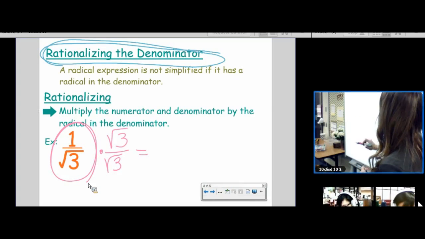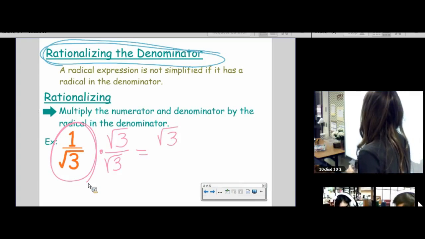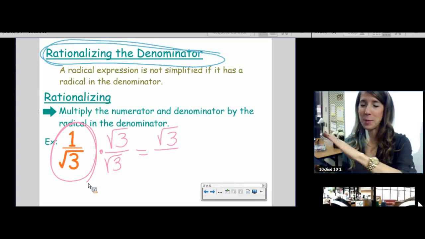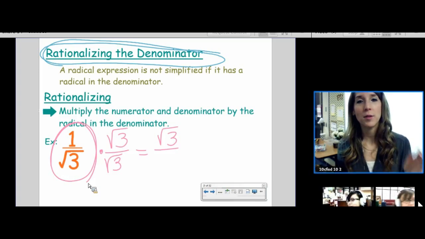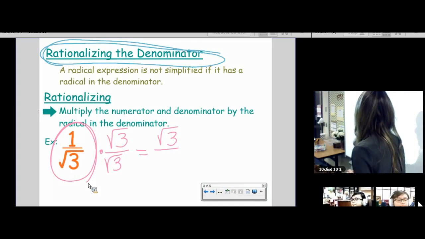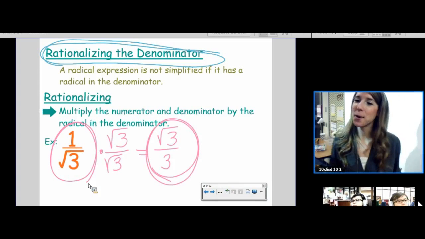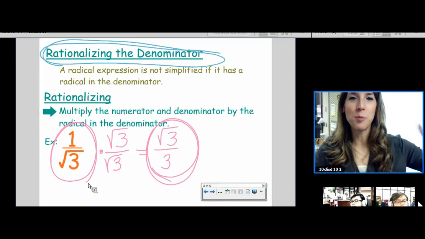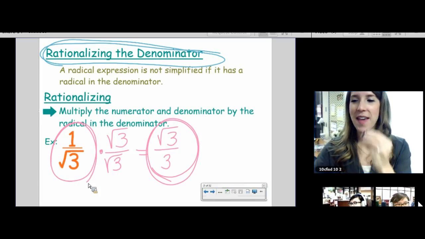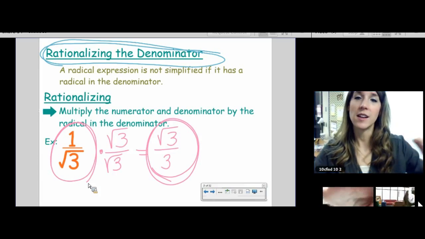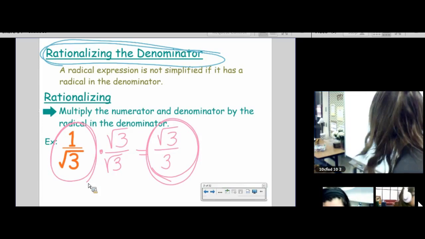All right, let's multiply this out. 1 times square root 3 is just square root 3. So I'm multiplying across the top. Now let's multiply across the bottom. Square root 3 times square root 3. And I totally get it. I totally know that the original one looks more simple than the answer, but that is the simplified answer. It meets every box on the checklist.